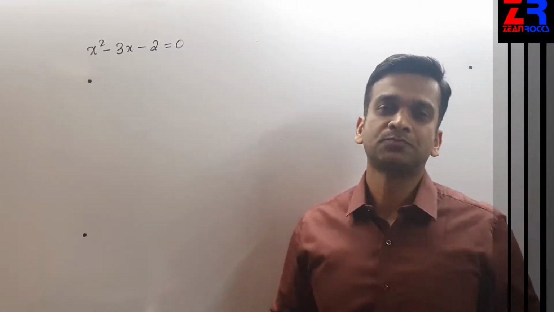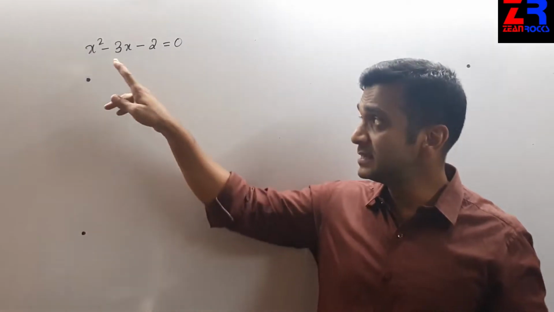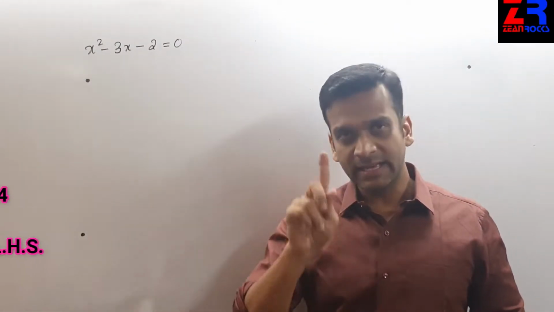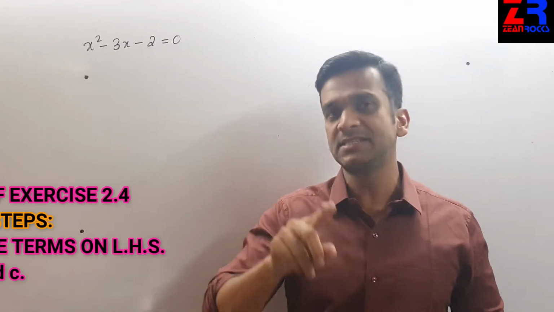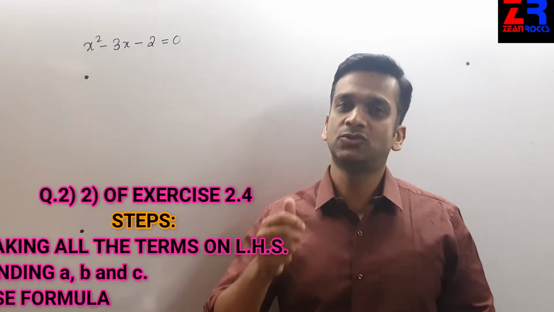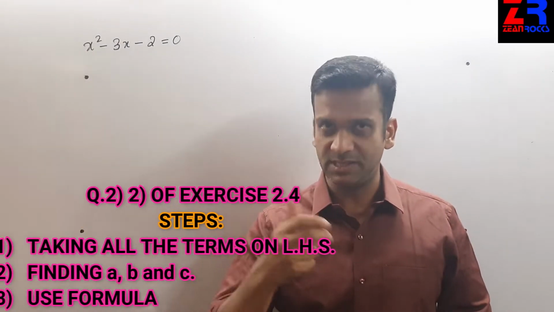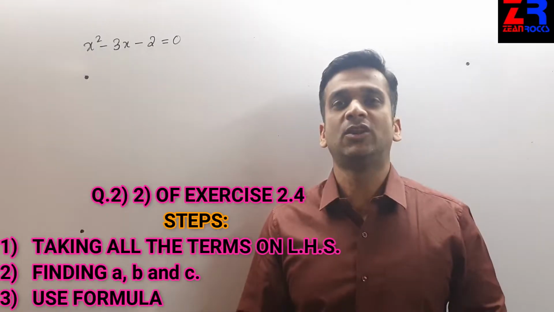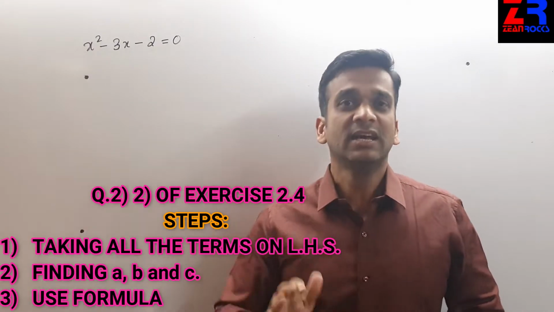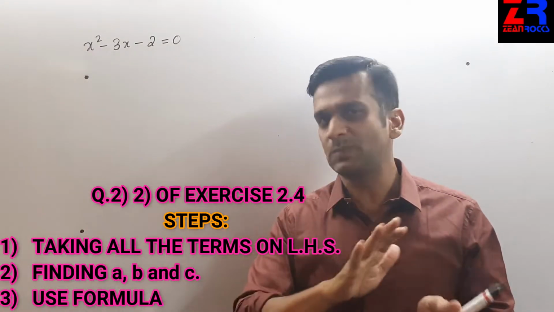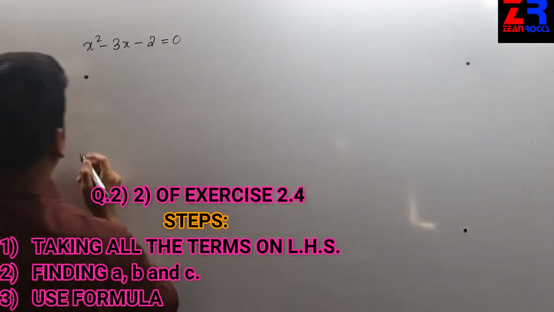This is question number 2. Comparing this question with ax square plus bx plus c is equal to 0, we will get the values of a, b and c. Then we will find out the value of b square minus 4ac. This is the first part. First part is very simple. So all of you look here.